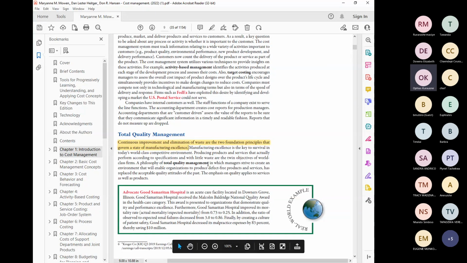So the philosophy of total quality management is that managers strive to create an environment that will enable organizations to produce defect-free products and services. This has replaced the acceptable quality attitude of the past. The emphasis on quality applies to service as well as product. So the quality also needs to be improved, we should eliminate waste, and make sure that there is continuous improvement. That is critical.